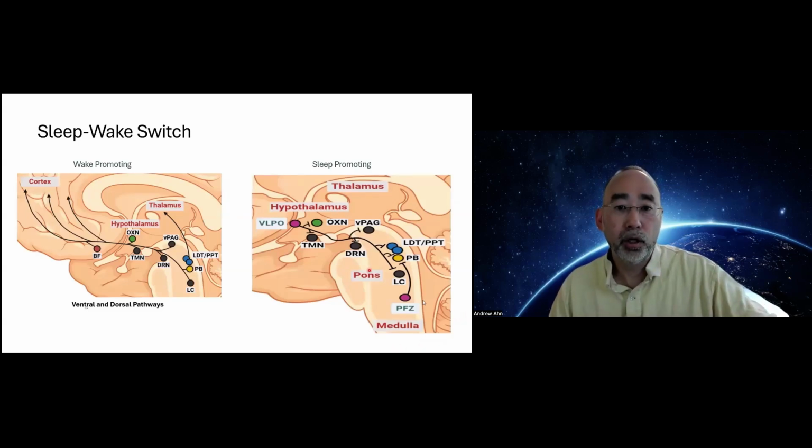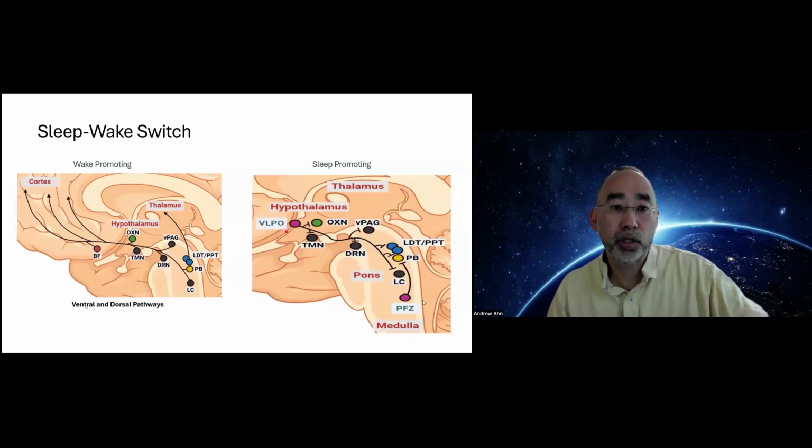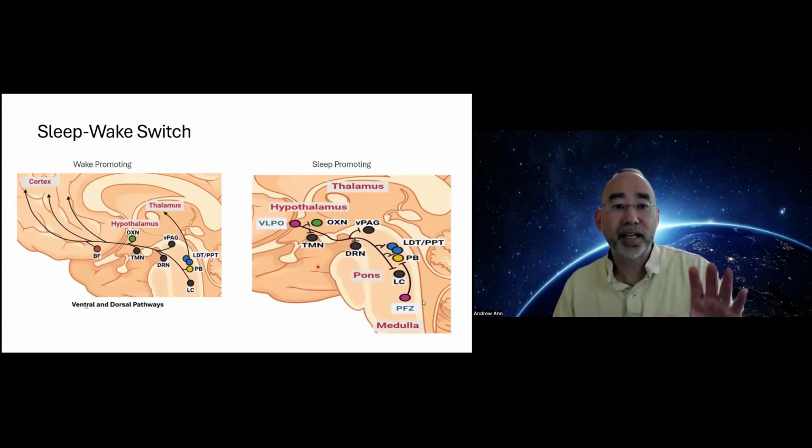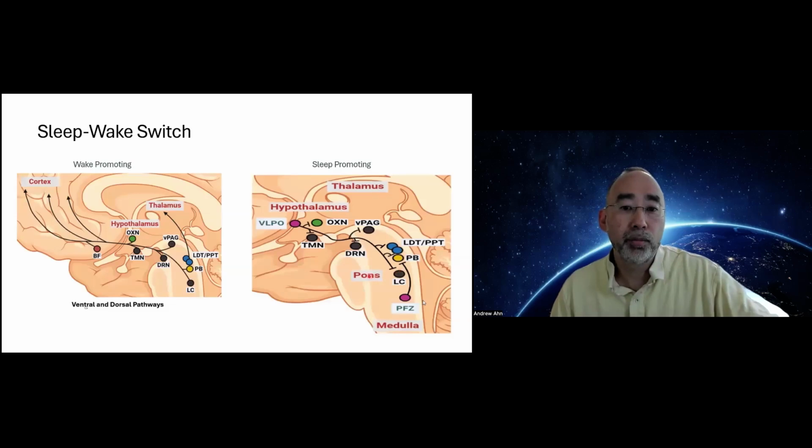Now, looking at the right, we see the sleep-promoting side. The key player here is the ventrolateral preoptic nucleus, or VLPO, and also the median preoptic nucleus in the hypothalamus. The VLPO is kind of like a master switch. It's the sleep-promoting center that generally inhibits all the wake-promoting centers to promote onset and maintenance of sleep.